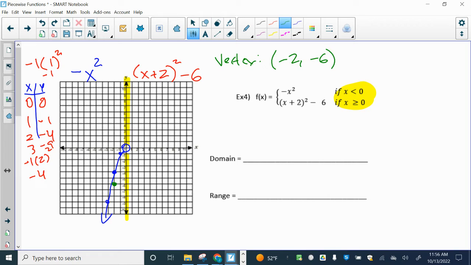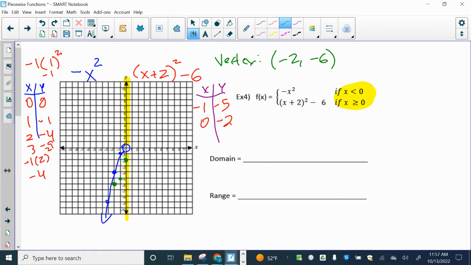Okay, and we could substitute in different values to get more points. And make ourselves a little t-chart. So if my vertex is at -2, maybe we put in -1 and see what we get. So -1 plus 2 would be 1. 1 squared is 1, minus 6, -5. So -1, -5. We could put in 0. 0 plus 2 squared, that'd be 2 squared is 4, minus 6, -2. So 0, -2. Plot that point.